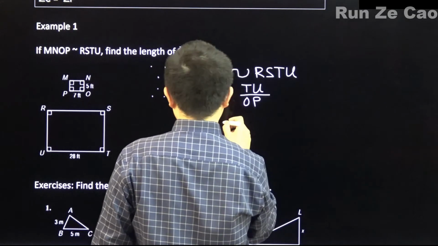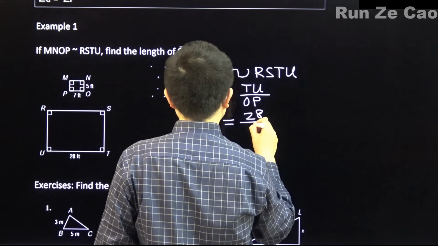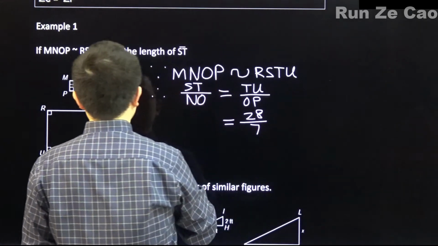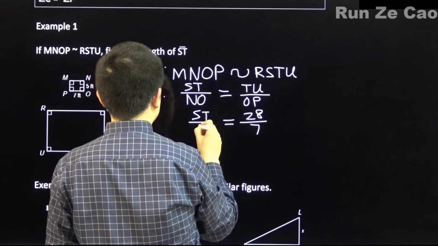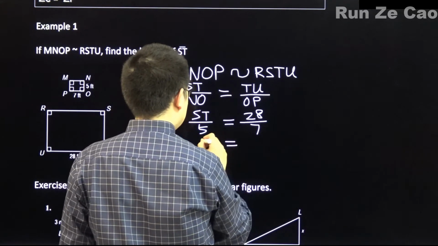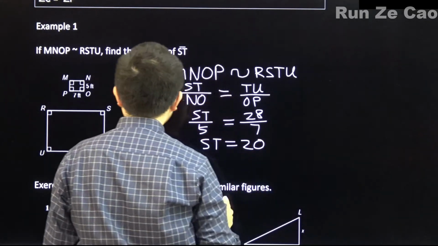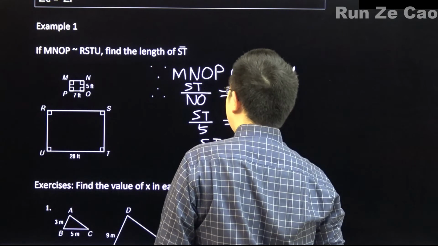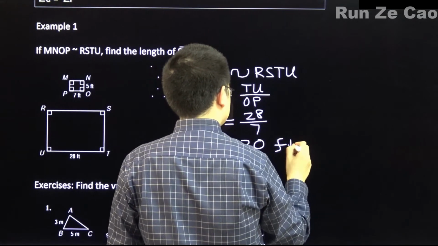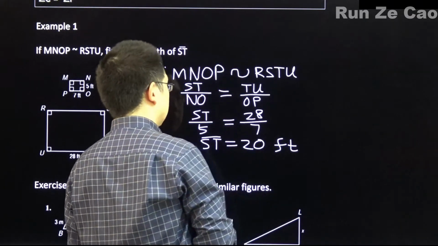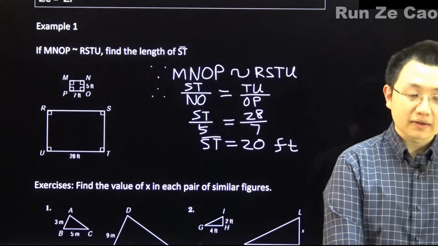So that means 28 over 7 is ST over 5. ST must therefore be equal to 20. Wait a second, it says find the length of ST, so 20 feet. Yep, the line segment ST equals 20 feet.